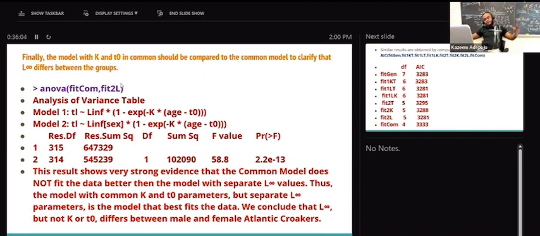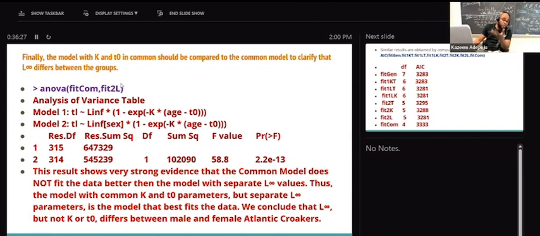The conclusion in general is that the best model is the model that has separate asymptotic mean length, L infinity, but the two groups have the same K, they have the same T naught. Does that make sense? But they have the separate L infinity.